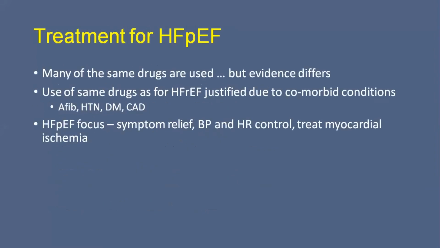How do you treat the patient? Many of the same drugs are used, but the evidence differs. Use of the same drugs as for heart failure with reduced ejection fraction is justified because of comorbid conditions like atrial fibrillation, hypertension, diabetes, and coronary artery disease. In heart failure with preserved ejection fraction, the focus is symptom relief, BP control, heart rate control, and treating myocardial ischemia.